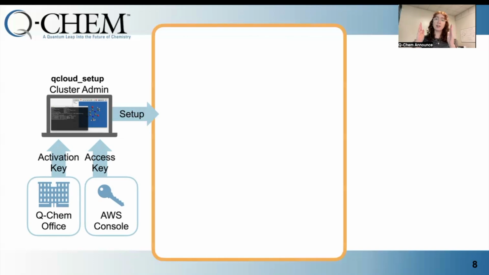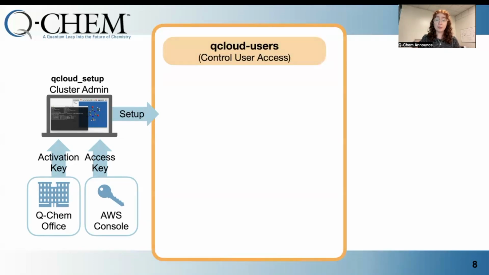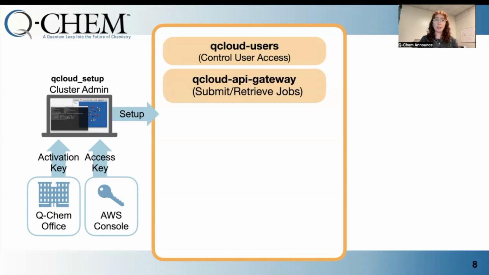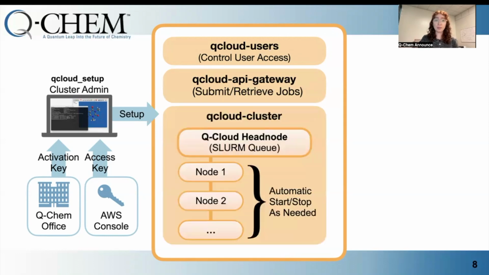three stacks in AWS. One of them is QCloud users, which is responsible for controlling user access to the cluster. It basically launches a Cognito service, which manages users and passwords and access tokens, that sort of thing. You can add and remove users this way. There's also a QCloud API gateway, which is what is used to submit jobs to the cluster itself, and you can also use that to access results from your calculations once you've run them.